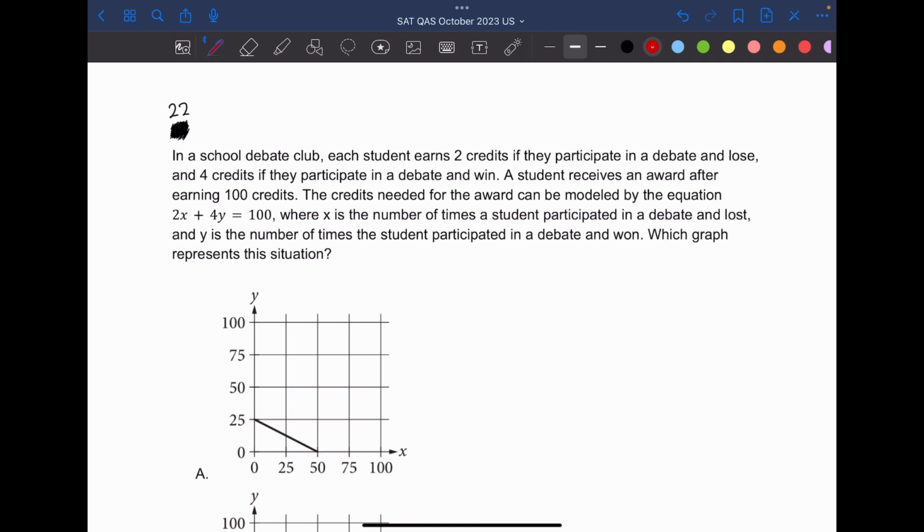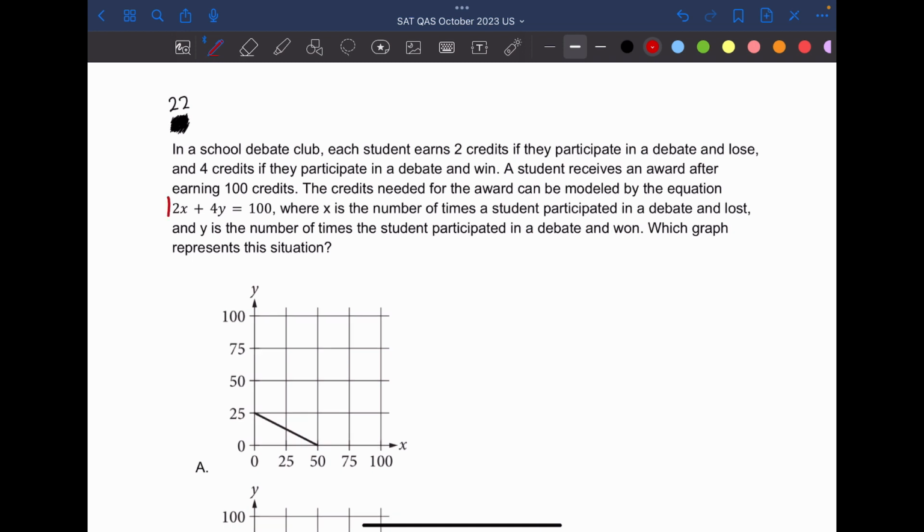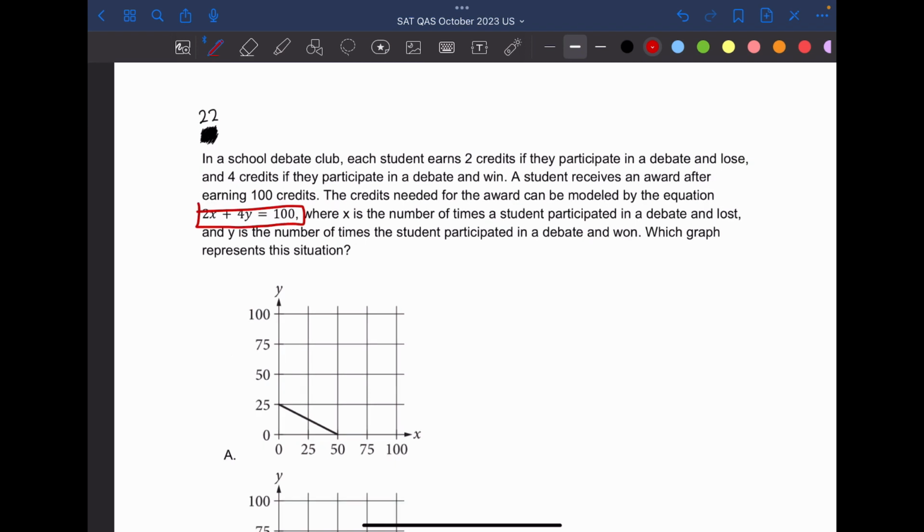A student receives an award after earning 100 credits, and then the credits needed for the award can be modeled by the equation given here, 2x plus 4y is equal to 100, where x is the number of times a student participated in a debate and lost, and y is the number of times the student participated in a debate and won. Then it says, which graph represents this situation?